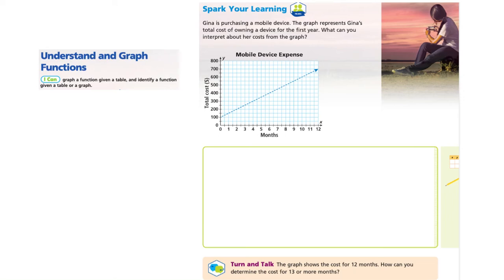Hi, 8th graders. This is lesson 6.1, module 6, lesson 1. So let's look at the spark you're learning for this one because it will help you with the build understanding.